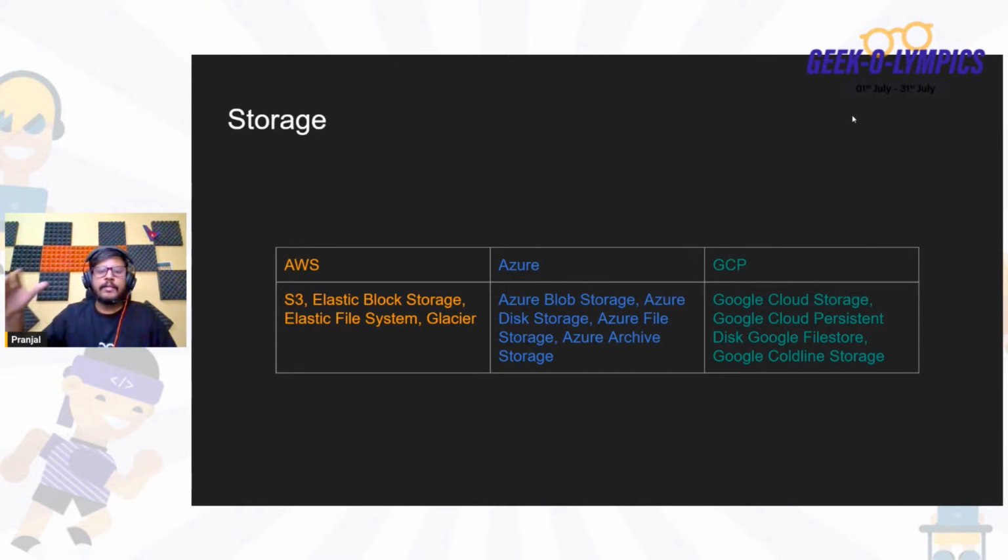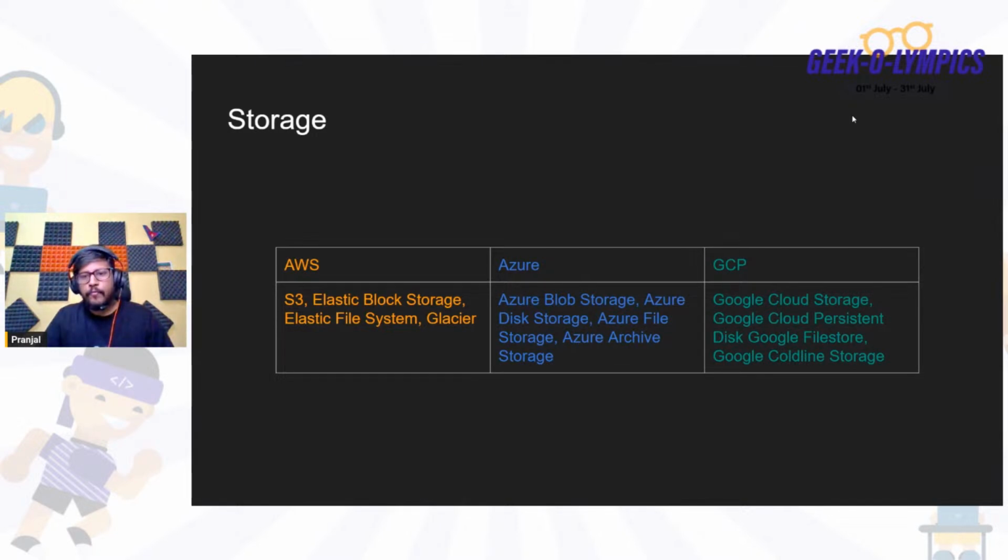In a similar way, in Azure we have Azure Blob Storage and Azure Disk Storage. These are alternatives. For S3 we have Blob Storage, for Elastic Block Storage we have Azure Disk Storage, for EFS we have Azure File Storage, and then we have Azure Archive Storage for Glacier.